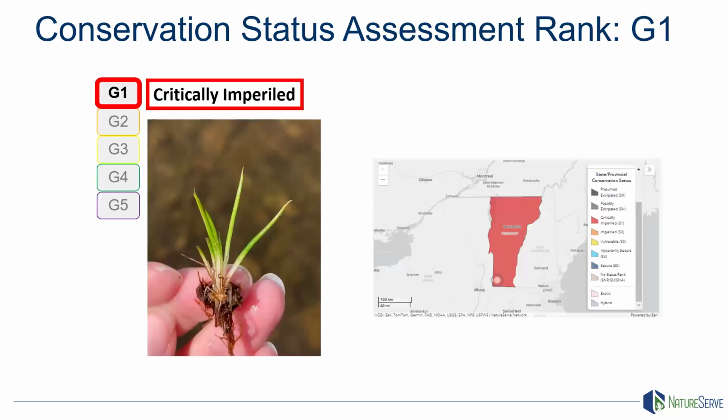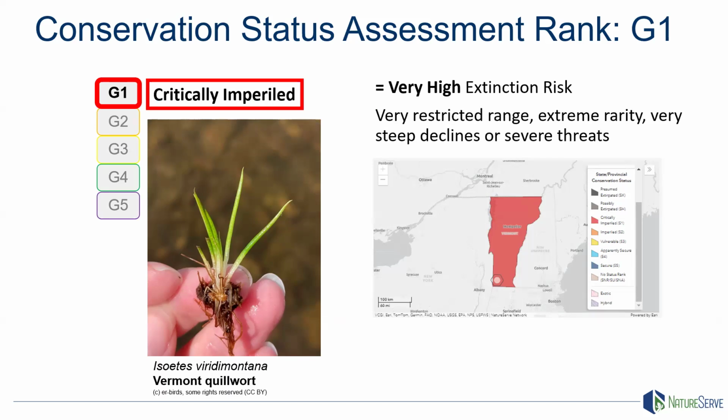G1, G2, and G3 species and ecosystems are considered at risk, with G1 indicating the highest risk. G1, or critically imperiled, means there is a very high risk of extinction or elimination due to a very restricted range, extreme rarity with typically 5 or fewer occurrences, very steep declines, or very severe threats.